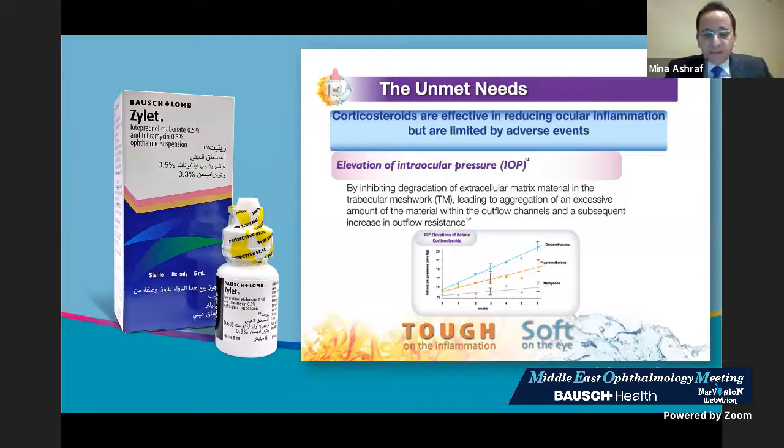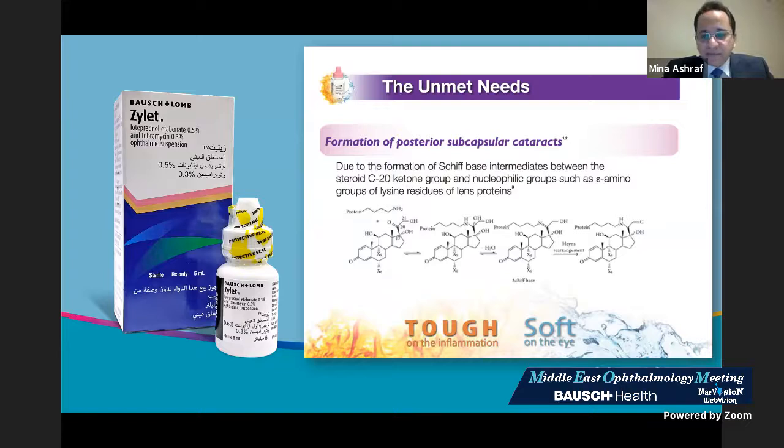Not only the IOP, but also because of the presence of a ketone group in the C20 position in all the conventional corticosteroids, there is a Schiff base intermediate that occurs due to the interaction between this C20 ketone group and the nucleophilic groups, such as the amino group of the lysine residues in the lens proteins. So the interaction between the ketone and the lens proteins leads to the formation of posterior subcapsular cataracts. So IOP elevation and posterior subcapsular cataracts are very common side effects of the conventional corticosteroids.